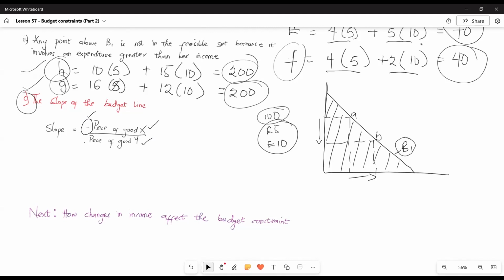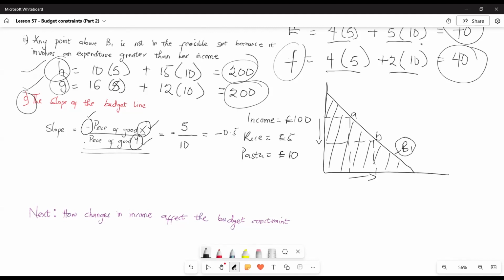So the slope is also the opportunity cost of consuming 1 unit of a good. In this case, since the price of rice, which is good X, is 5, and the price of pasta, which is good Y, is 10, we can rewrite the slope as minus 5, which is the price of good X, divided by 10, which is the price of good Y. So in our example, the slope is simply 0.5.